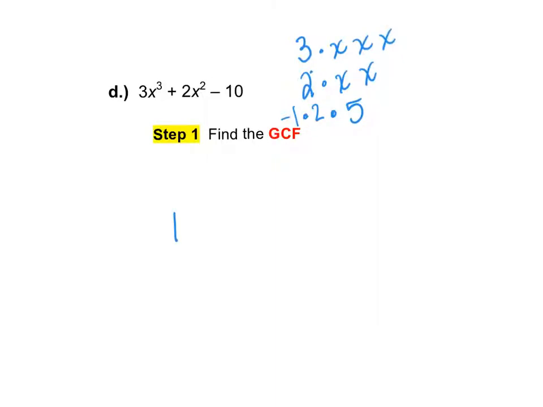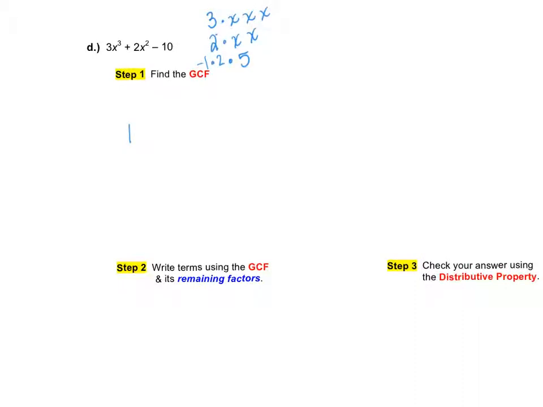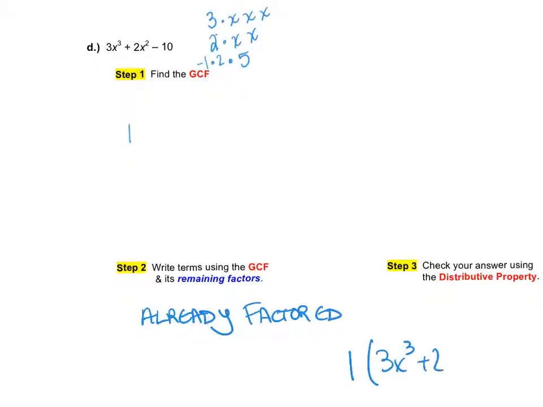And if 1 is the only GCF, then it means that the example you have been given is already factored. You can't factor it any further. It's basically only going to be 1 times 3x to the third plus 2x squared minus 10. And there's no need for you to write that extra 1 on the outside. You would just write it as already factored.